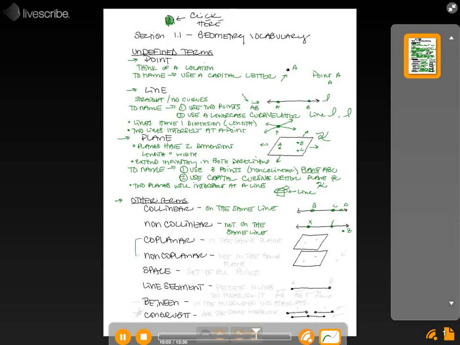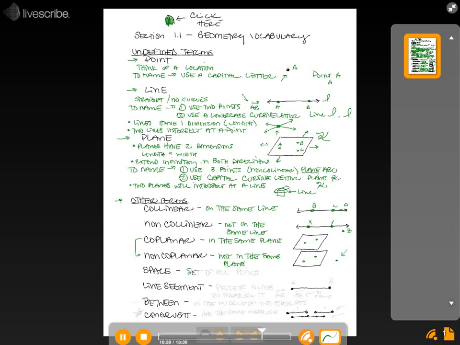Coplanar and non-coplanar. These kind of go the same way as collinear and non-collinear. Coplanar means in or on the same plane. Non-coplanar means not in the same plane. So here are 2 points in the same plane. Here are 3 points that aren't in the same plane. Okay, this point is non-coplanar with the rest of them because it's not in the same plane.